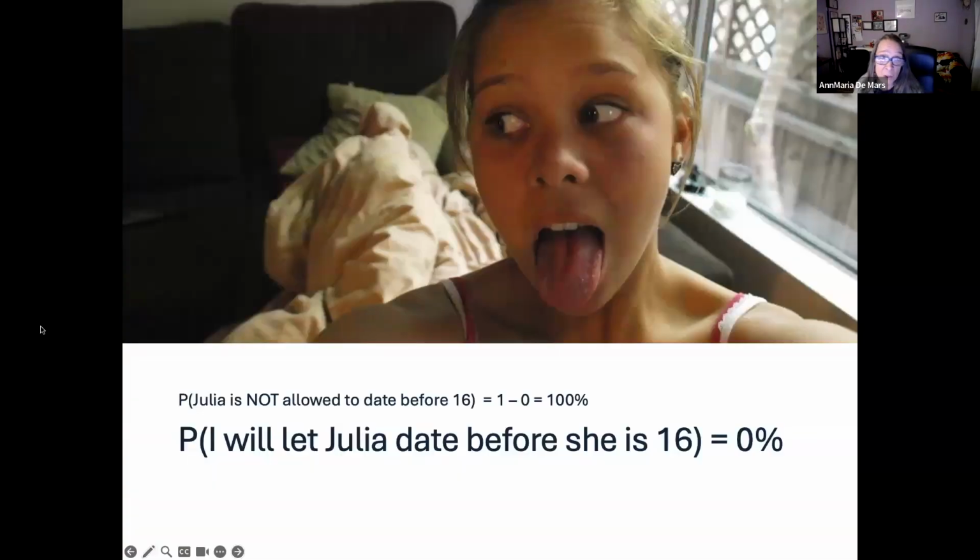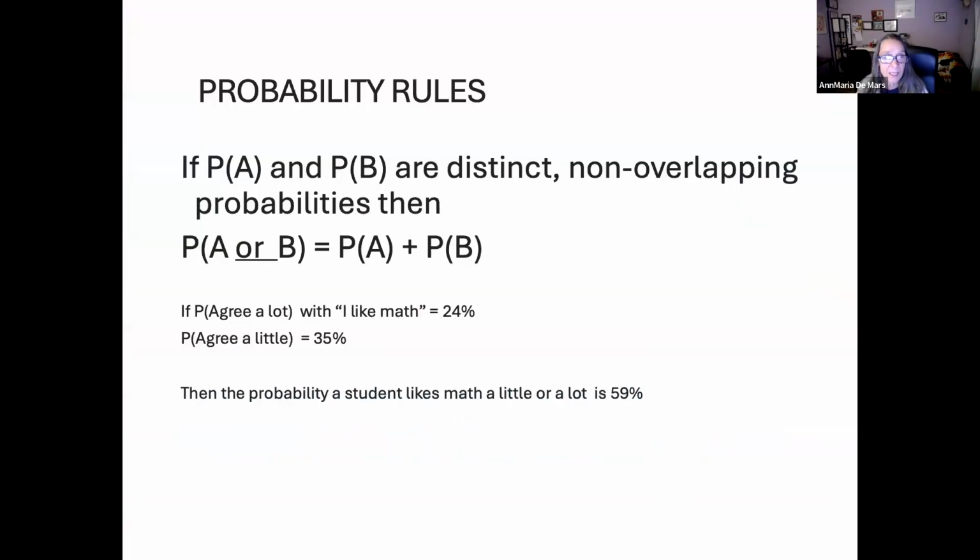This is my lovely daughter Julie when she was 10, and the probability that I will let Julie date before she is 16 is 0. Yes, I may mean mom. The probability that Julie is not allowed to date before 16 is 1 minus 0, or 1.0, or 100%. Now she's 27 and has a boyfriend.